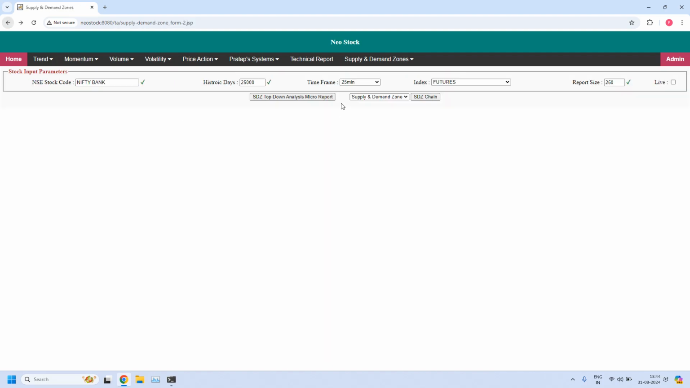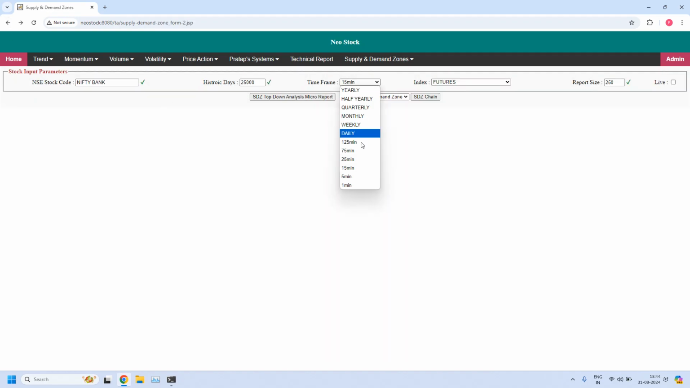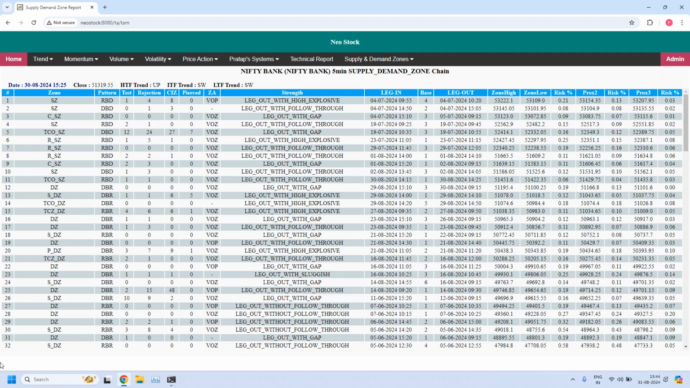And the next time frame is 15 minutes. I'm generating 15 minute supply demand zone chain for BANKNIFTY. And finally the last time frame, that is 5 minutes, I'm generating 5 minute supply demand zone chain for BANKNIFTY. So with this we have completed supply demand zone chain for BANKNIFTY.